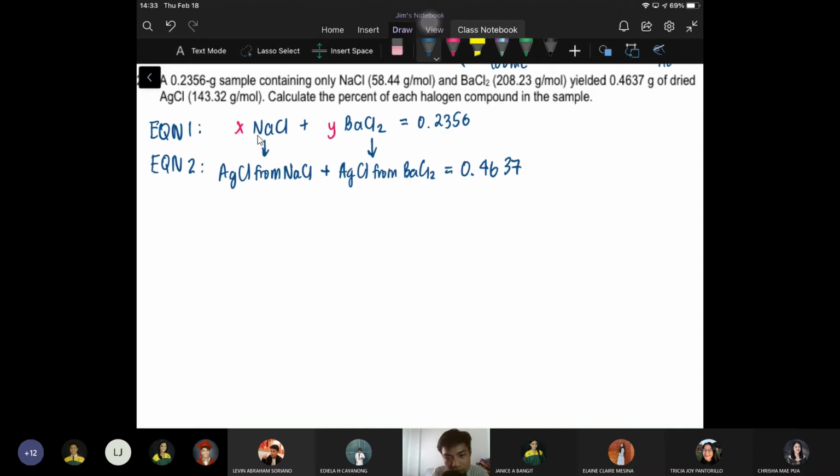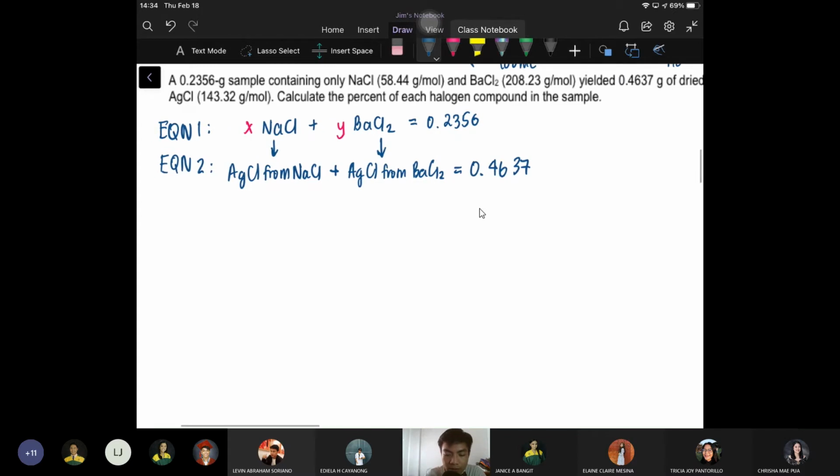Then, yung X grams ng NaCl na-convert into AgCl. Yung Y grams ng barium chloride na-convert into AgCl as well. Pag pinag-add mo daw yung dalawang AgCl na yan, ang sum ng mass ay ito. Okay, so ito na yung sum ng mass. So, let's solve for X and Y. Okay. So, ito na. Dito na mag-start yung math natin. So, let us solve for the values of X and Y. Okay, so how are we going to do that?